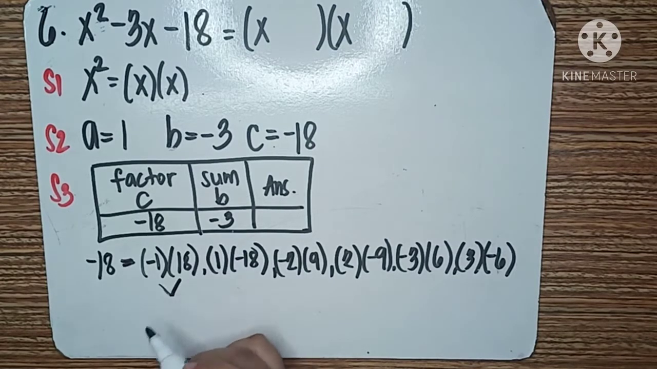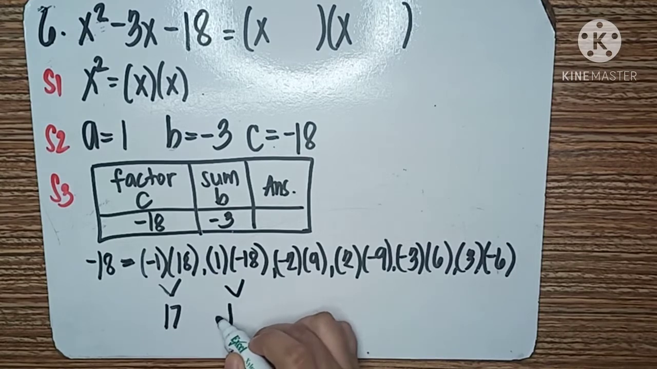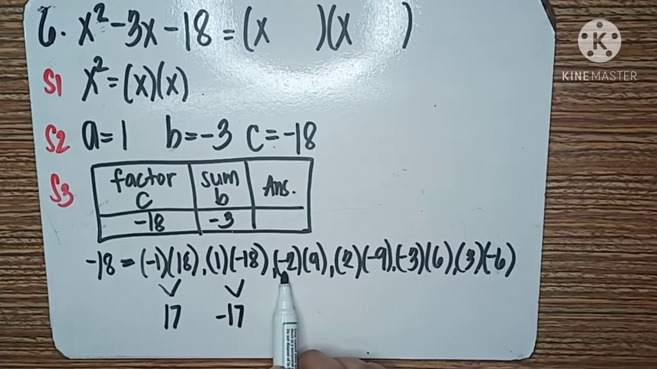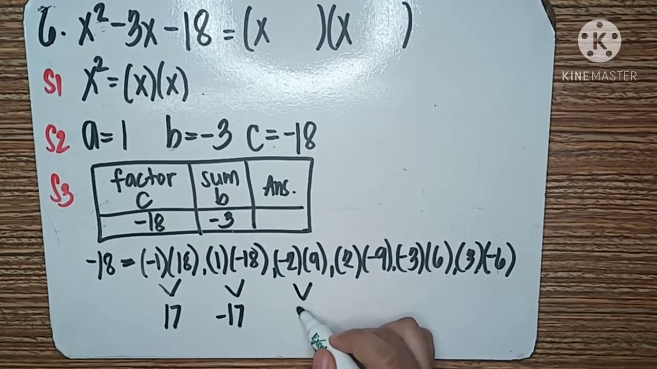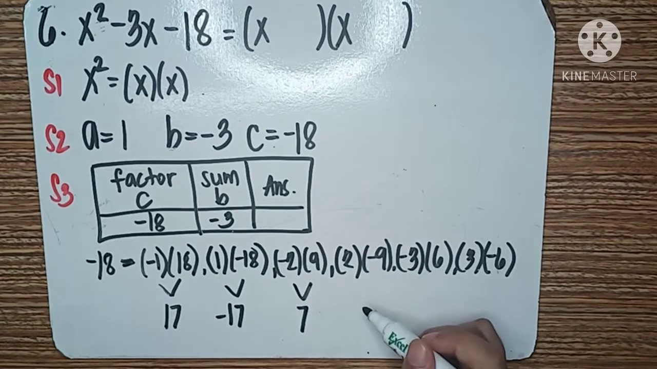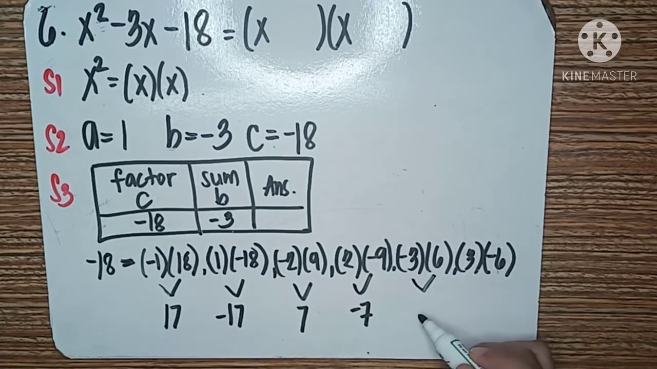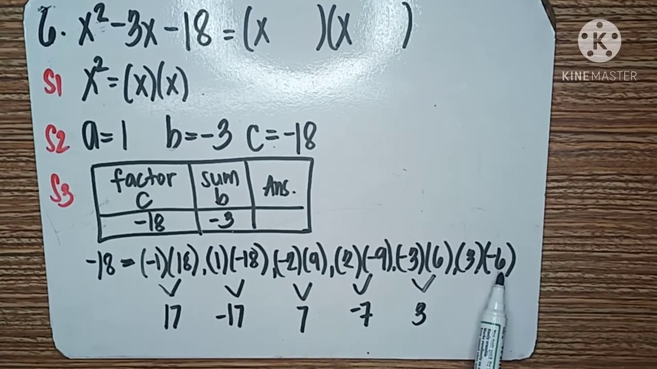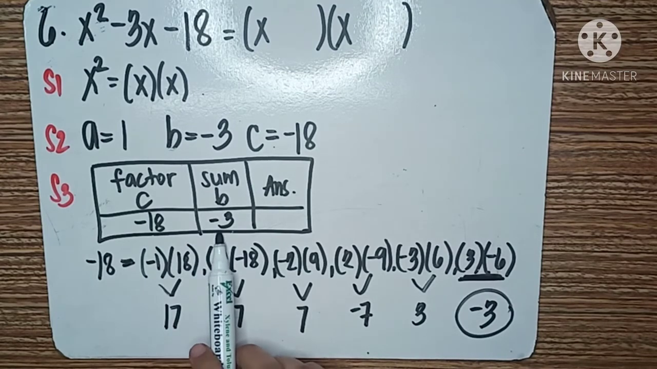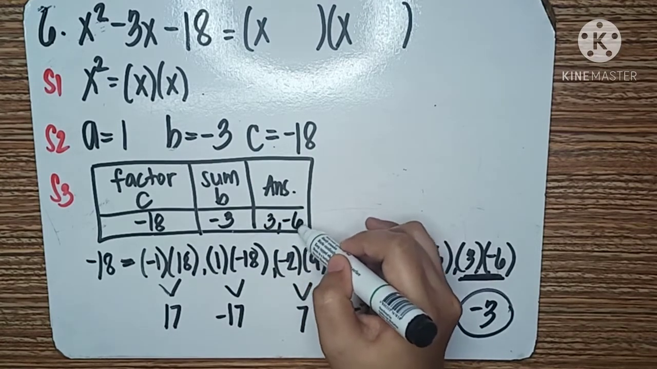So, for the first factor, the sum of negative 1 and 18 is 17. The sum of 1 and negative 18 is negative 17. The sum of negative 2 and 9 is 7. The sum of 2 and negative 9 is negative 7. The sum of negative 3 and 6 is positive 3. And the sum of 3 and negative 6 is negative 3. So, what we needed is negative 3. Ito yun. So the factors of negative 18, whose sum is negative 3, are 3 and negative 6.